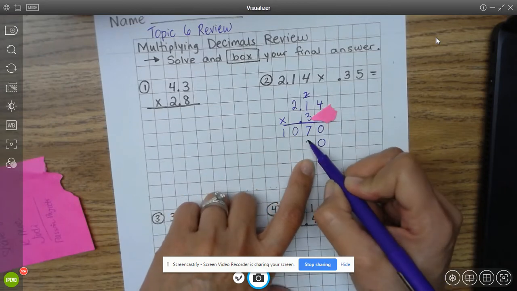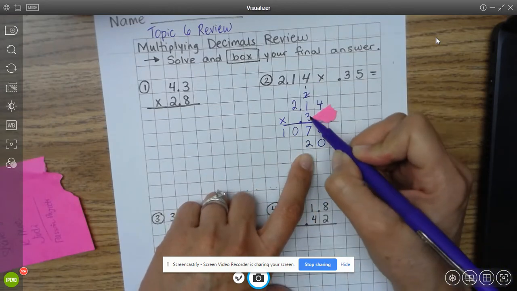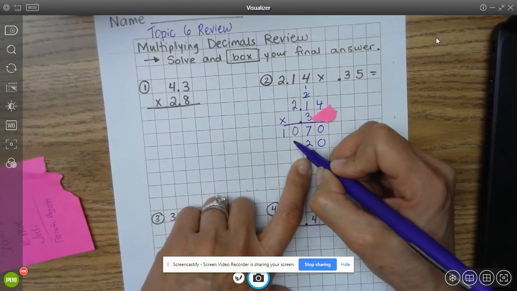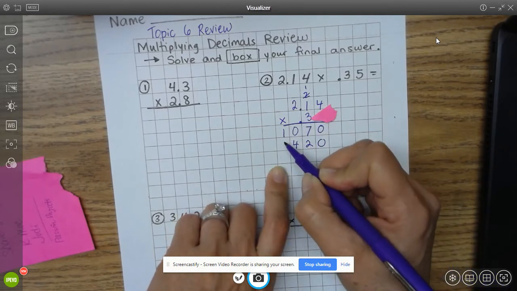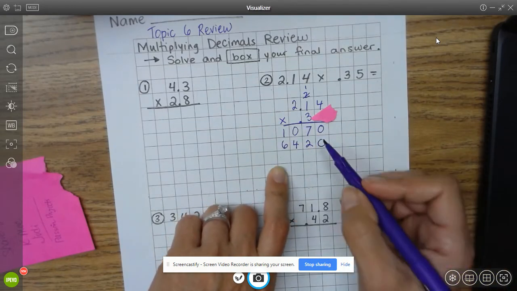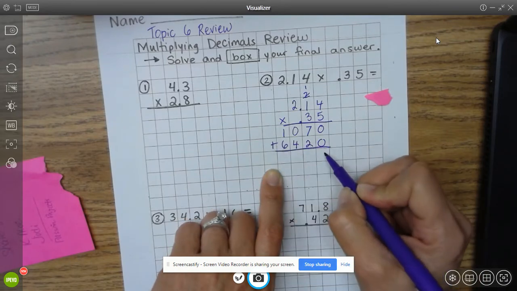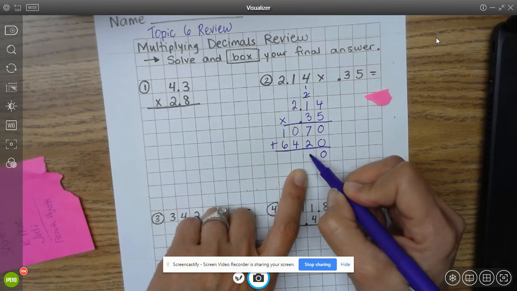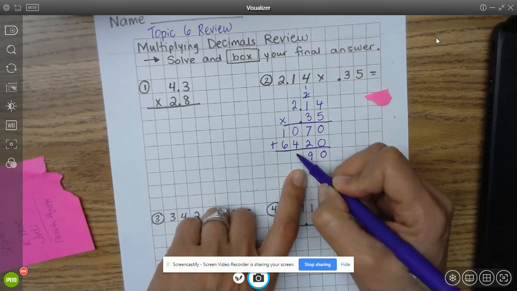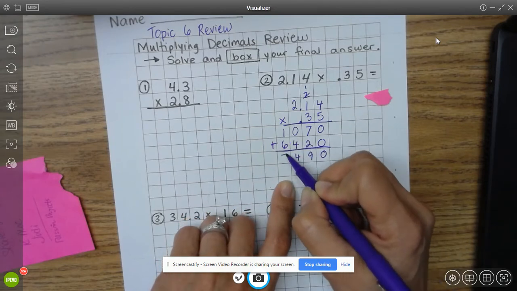So 4 times 3 is 12. 3 times 1 is 3, plus 1 more is 4. 3 times 2 is 6. Okay, I'm all done. I add up my numbers. 0 plus 0 is 0. 7 plus 2 is 9. 0 plus 4 is 4. 6 plus 1 is 7.